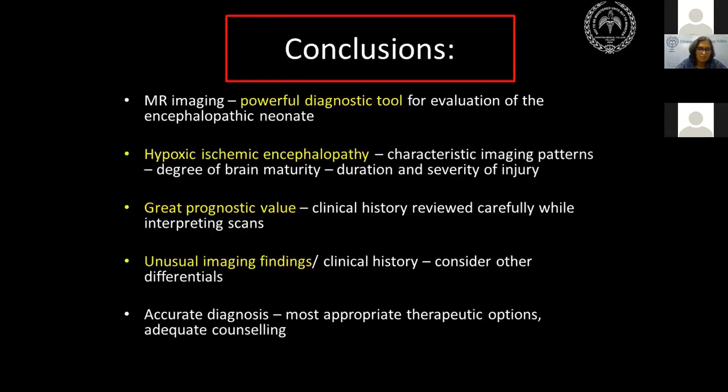So in conclusion, we have seen that MRI remains a powerful diagnostic tool for the evaluation of the encephalopathic neonate. In hypoxic ischemic encephalopathy, we need to remember the characteristic imaging patterns, which are based on the degree of brain maturity and also on the duration and severity of injury. So MRI has a great prognostic value.